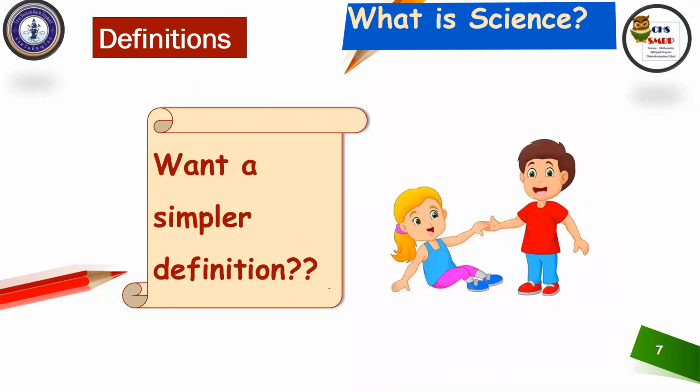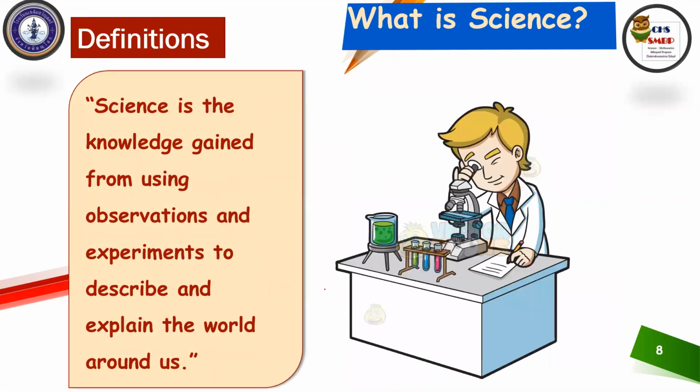It's still confusing? Do you want a simpler definition? So here it goes. Science is the knowledge gained from using observations and experimentations to describe and explain the world around us. So whenever you see a science definition, you will see these three words: knowledge, then observations. What kind of observations? Unbiased observations, right? And then you have to do experiments following the scientific method to explain the world around us.